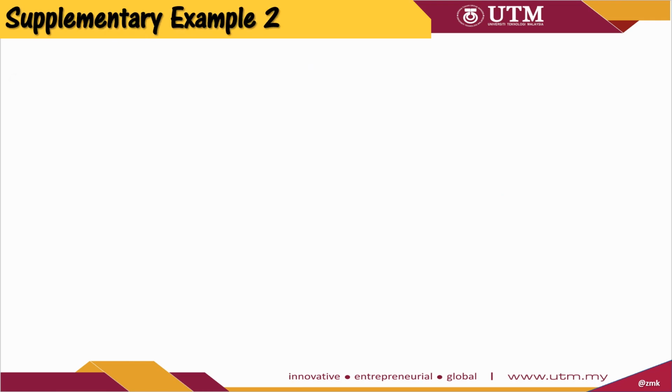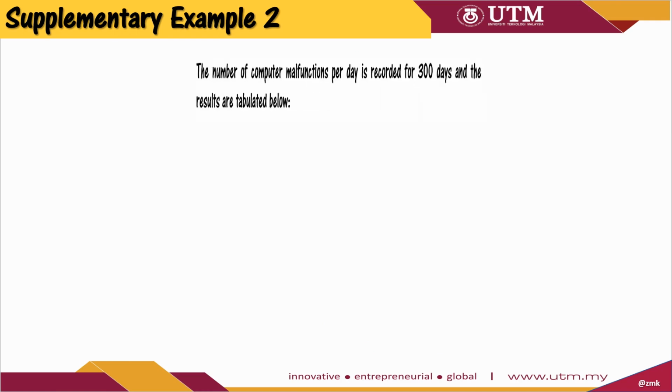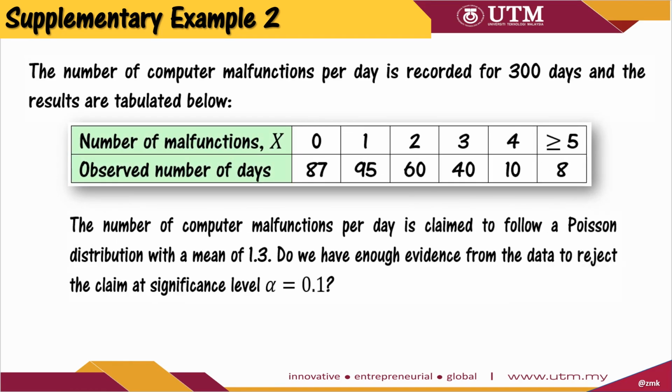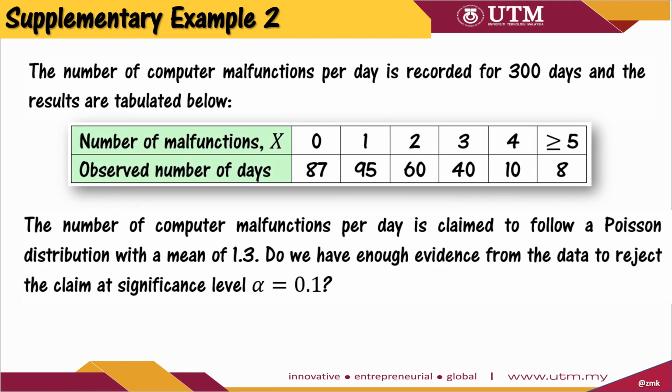Let's look at the supplementary example 2, which is a past final exam question. The number of computer malfunctions per day is recorded for 300 days and the results are tabulated below. The number of computer malfunctions per day is claimed to follow a Poisson distribution with a mean of 1.3. Do we have enough evidence from the data to reject the claim at significance level alpha equal to 0.1?